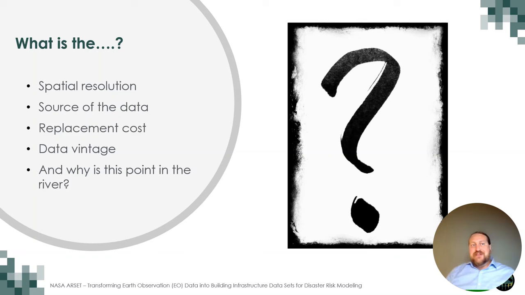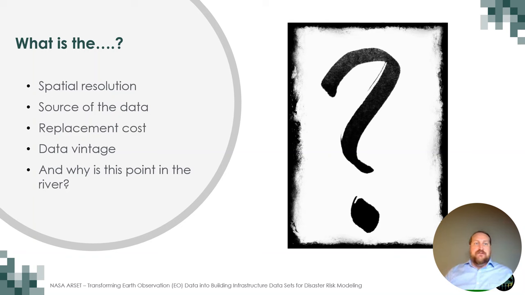A lot of these are not necessarily easy to answer in a concise way. They may have multiple answers. There may be nuances about the spatial resolution that need to be spelled out before a user can use it effectively. The source of the data may involve many data sources that went into creating this data set, and there's no simple answer that you can give to that question.